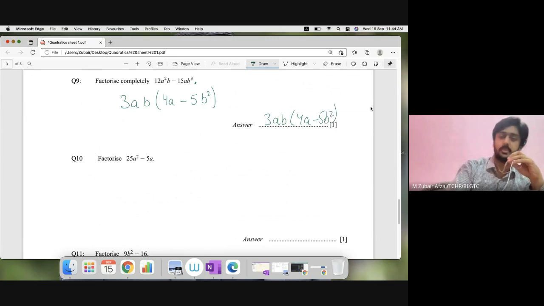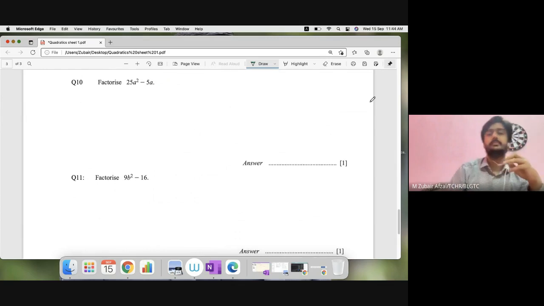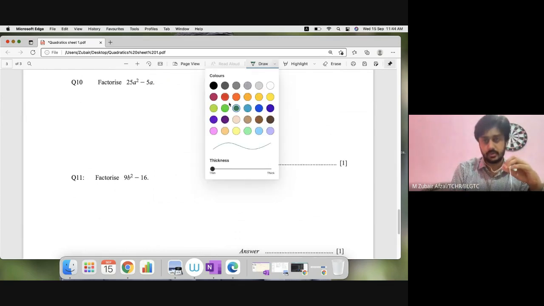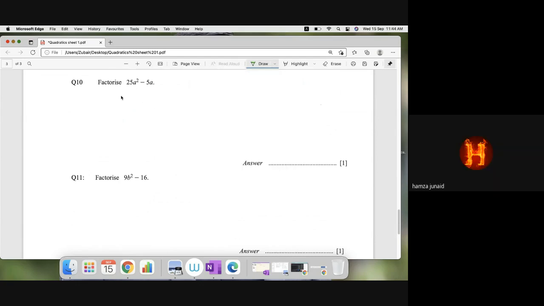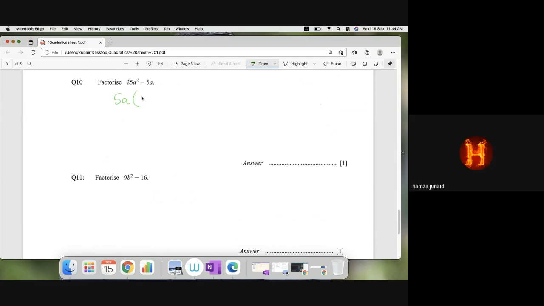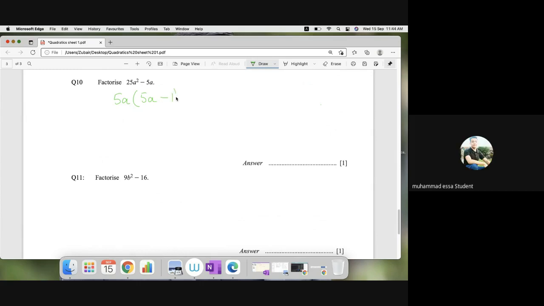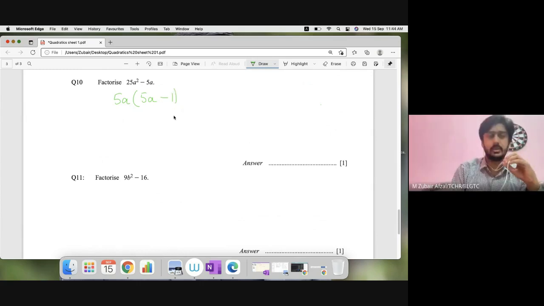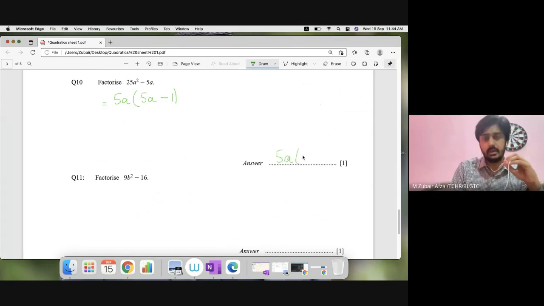The rest of the students also participate, 2-3 students are talking. Try this. So we'll take 5a common, and we're left with 5a minus 1. Anything else we can do with this? No sir. Nothing. So this is 5a times 5a minus 1.